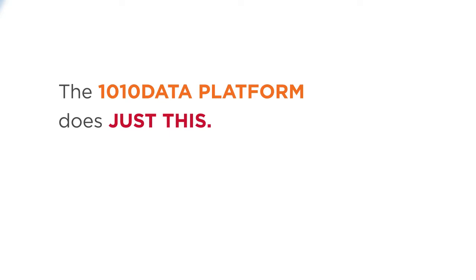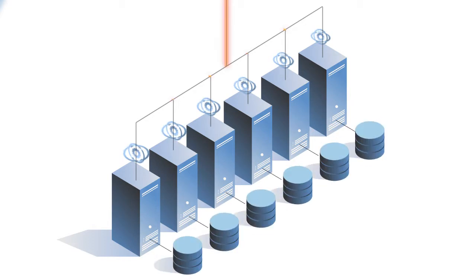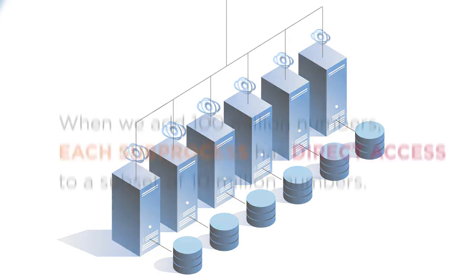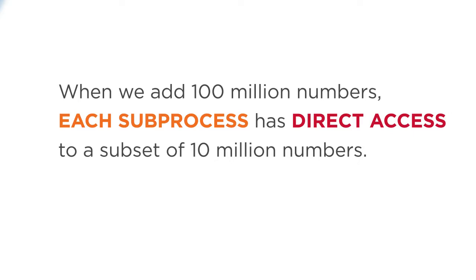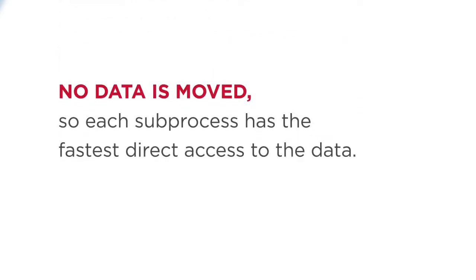The 1010 data platform does just this. Subprocesses reside on high-performance cluster servers with direct attached storage. The subquery goes to the data and returns only results. When we add 100 million numbers, each subprocess has direct access to a subset of 10 million numbers. Accumulator and subprocess communication is limited to the subquery and the subresults. No data is moved, so each subprocess has the fastest direct access to the data.